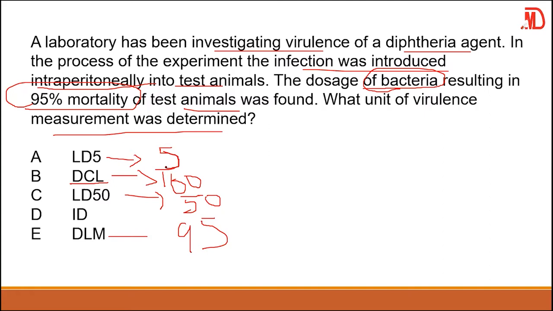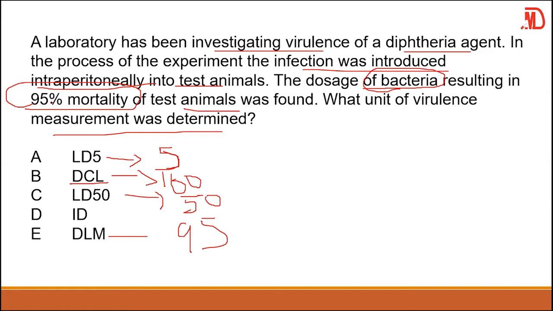They will not mention what? Mortality rate of 95. Maybe they'll mention mortality rate of 100. Don't go and say this is a new question. It's not a new question. It's just been twisted. As simple as that. So you should know that when they say LD5, it means 5%. DLC means 100%. LD50 means 50. DLM means 95.